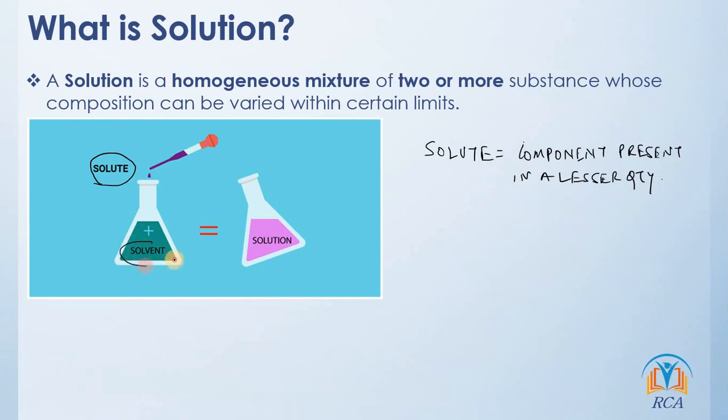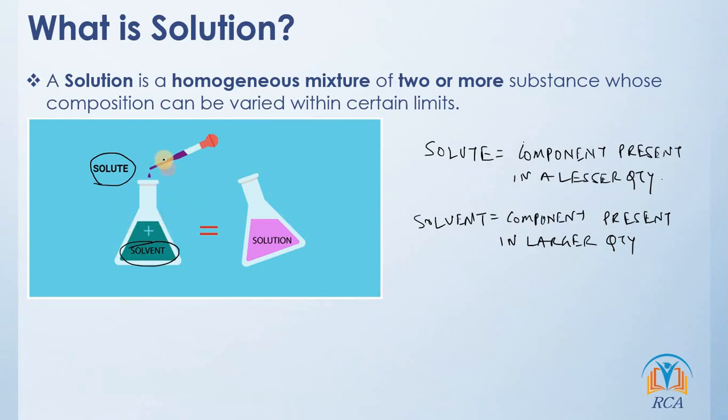Similarly, we also have a solvent. Then what is a solvent? Solvent is a component which is present in larger quantity. So we have already known these concepts since class 9th. We have done this, right? So what is a solute? Anything which is present in a lesser quantity, and a solvent is present in a larger quantity.